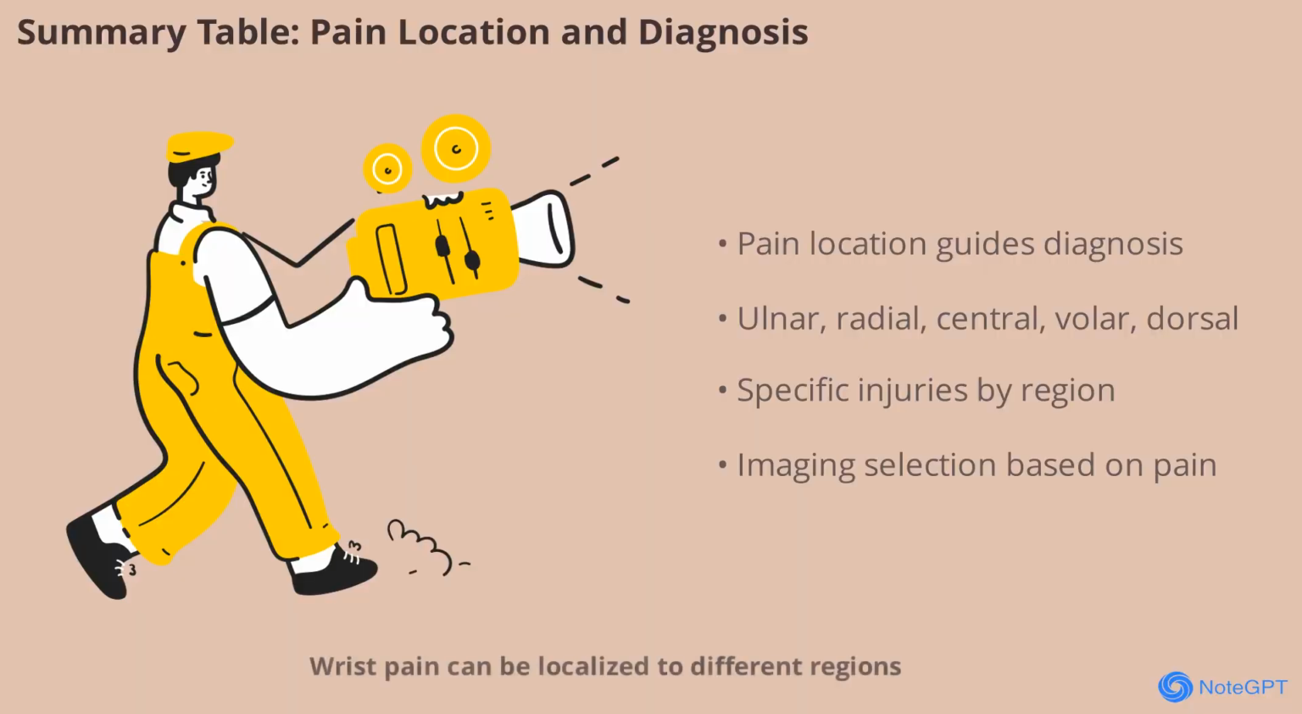Wrist pain can be localized to different regions, each associated with specific injuries. Ulnar-sided pain may indicate triquetral or hamate fractures, ulnar styloid injury, or ECU tendinopathy. Radial pain often points to scaphoid fractures or de Quervain syndrome. Central pain may be due to occult fractures or Kienböck's disease, while volar pain suggests hamate hook fractures or flexor tendon injuries. Dorsal pain can result from triquetral avulsion, carpal boss, or extensor tendon tears. Understanding pain location helps narrow the differential diagnosis and select appropriate imaging.